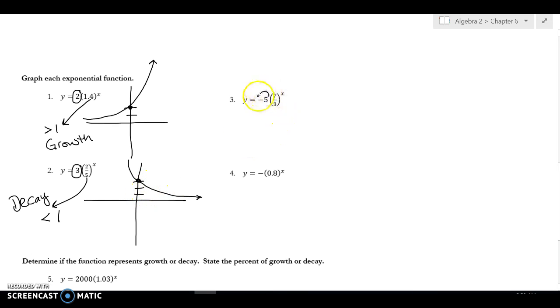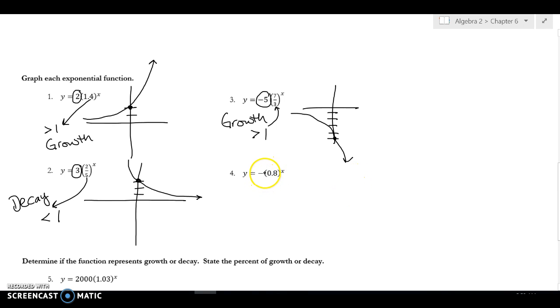This one's negative 5, so I'm going to start at negative 5, and then 7 over 3 is greater than 1, so that tells me it's growth. Growth goes away, so I'm going to come here, and I'm going to go away from the axis. That's kind of a bad curve. Let's try that one again. That's a little better. So I'm going away from the axis.